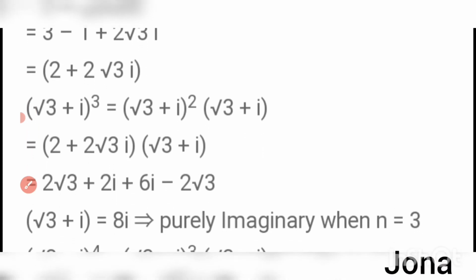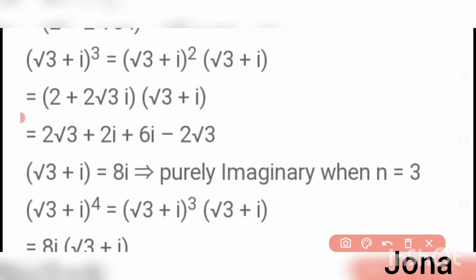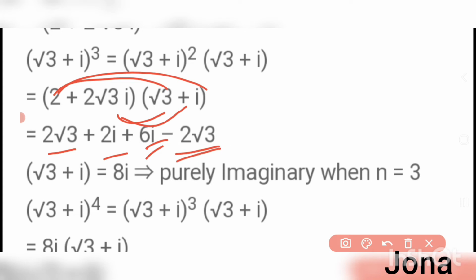And then for this, the value of the first bracket, (root 3 plus i) the whole square, is nothing but 2 plus 2 root 3 i. Here we already have root 3 plus i, and then multiply with this: 2 into root 3 is 2 root 3, and 2 into i is 2i, and then 2 into root 3 into root 3 is simply 3. So 2 3s are 6i here, and then 2 root 3 into i. Here also i into i is i square, that is minus. So minus 2 root 3 is here.